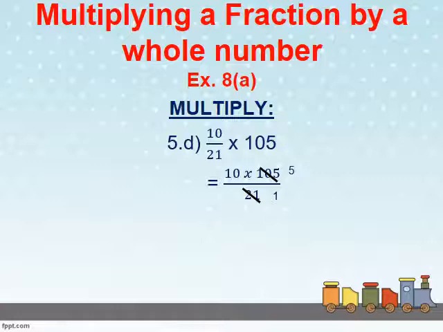So now what is left? 10 multiplied by 5 in the numerator and 1 in the denominator. So 10 multiplied by 5 is equal to 50 and 50 upon 1 is equal to 50, which is your final answer.